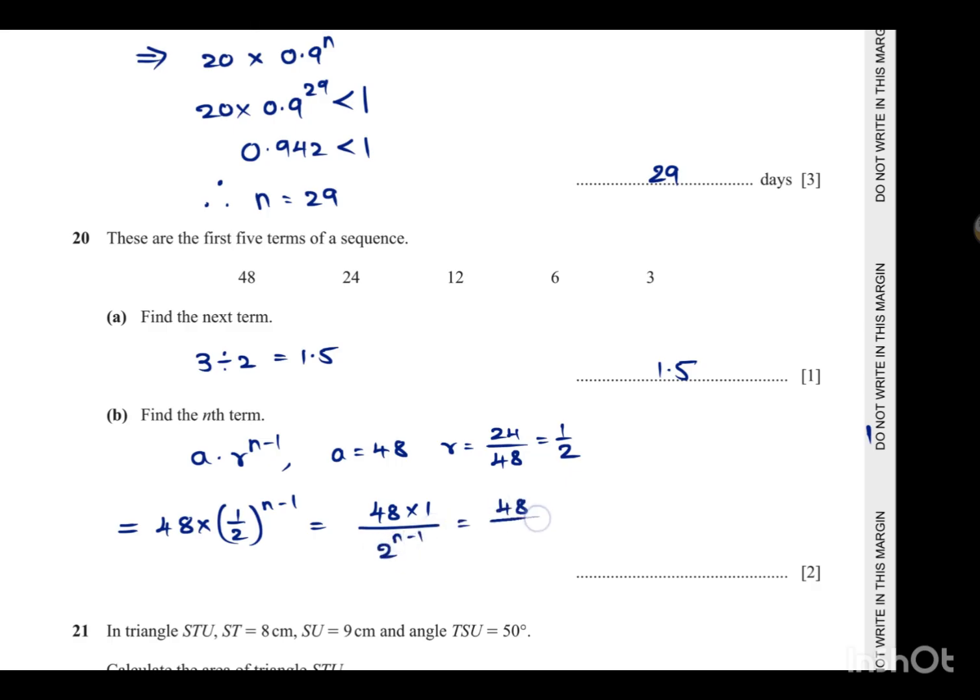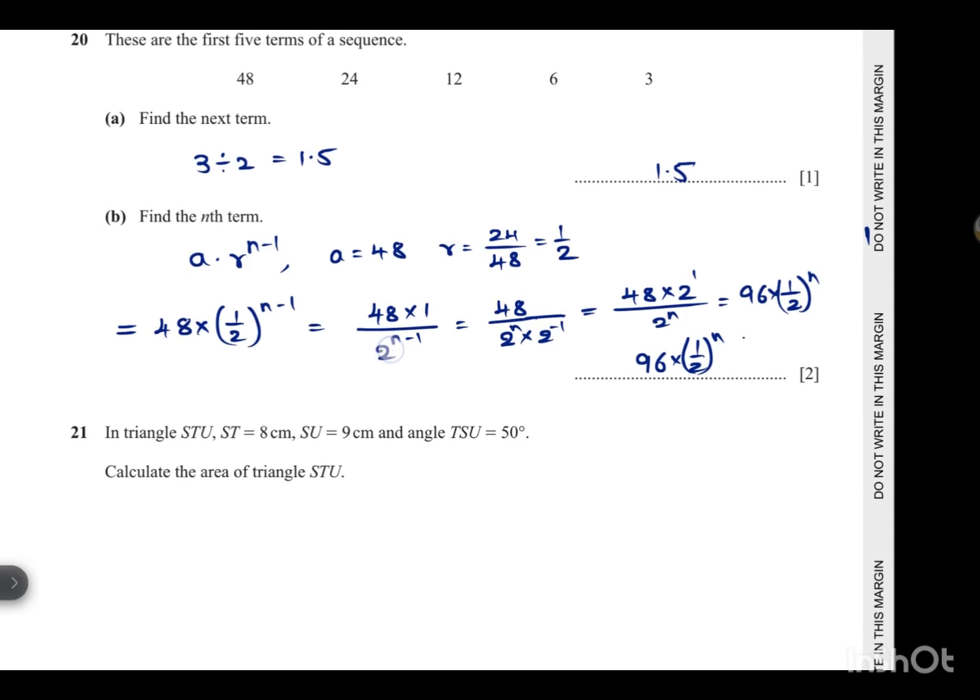Then 48 by 2 raised to n into 2 raised to minus 1. This can be written as 48, 2 raised to minus 1 goes into the numerator and the power becomes plus 1, by 2 raised to n. That will be 48 into 2, that is 96, into 1 by 2 whole raised to n. So 96 into 1 by 2 whole raised to n is the nth term. Question number 20 is done. Now question number 21.